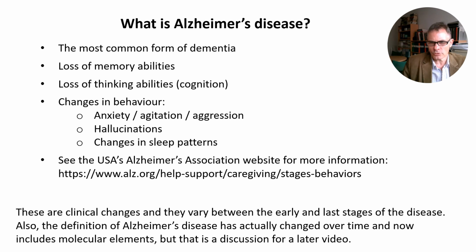Also, it's important to realise that the definition of Alzheimer's disease has changed over time. And the modern definition that is fairly widely accepted includes what I would call molecular elements. You may have heard of something called biomarkers. And these are basically molecular changes which are thought to indicate the presence or otherwise of the disease. But that's a discussion for a later video.